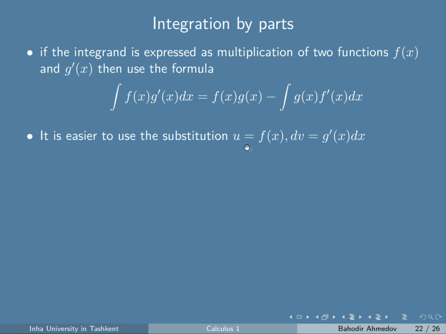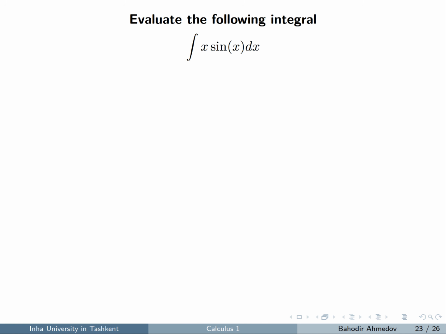If you find du, it's going to be f prime of x dx, right? And v is going to be g of x. So we can substitute all the terms here with u, du, v, and dv, and we're going to get a formula which is easier to remember. It's going to be u, which is f of x, multiplied by dv, g prime of x dx, is equal to uv minus the integral of v du. So let's do a couple of examples in order to understand this.